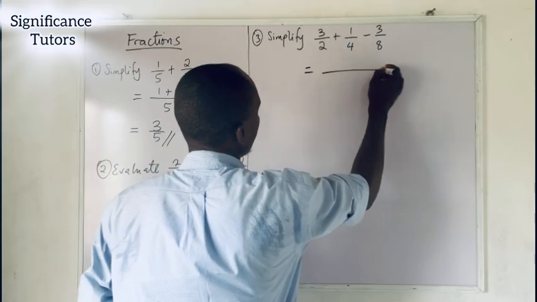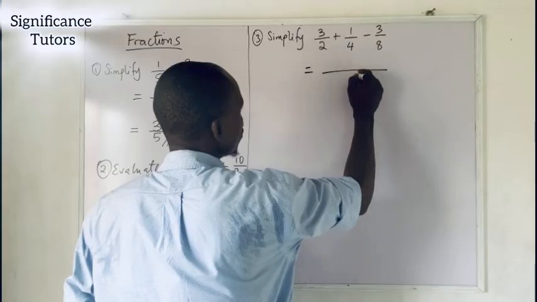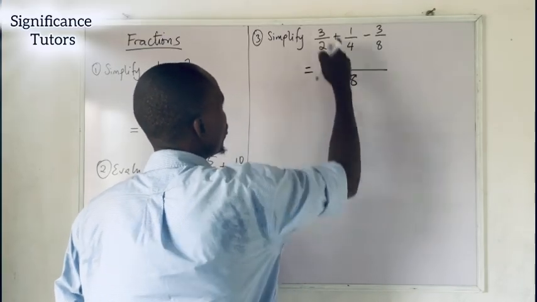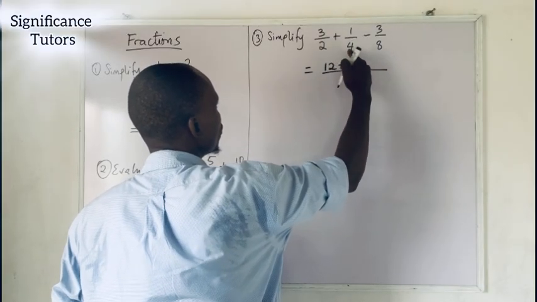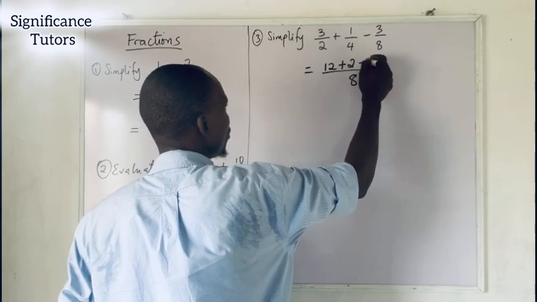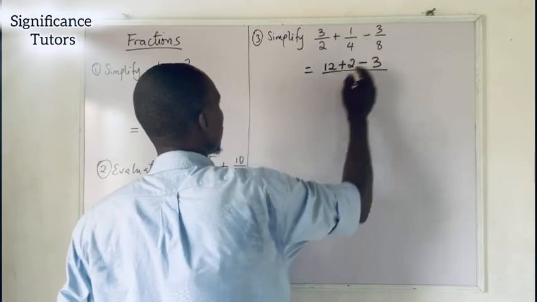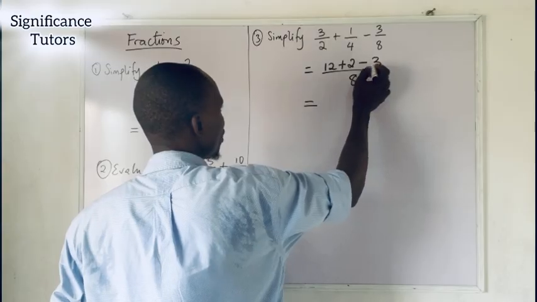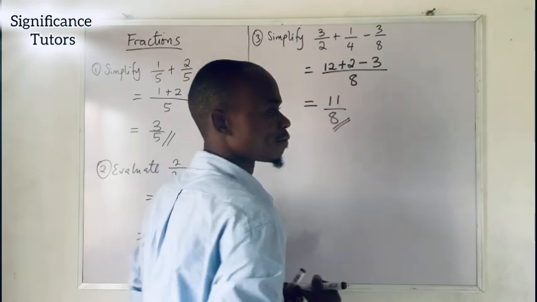We take our LCM, which we have agreed is 8, since all the numbers can divide it. So we take 8. 2 divides 8, 4. 4 times 3, 12. Plus 4 divides 8, 2. 2 times 1, 2. Minus 8 divides 8, 1. 1 times 3, 3. So with our calculator, or by adding 12 plus 2, 14. 14 minus 3, 11. We have 11 over 8 as our answer.